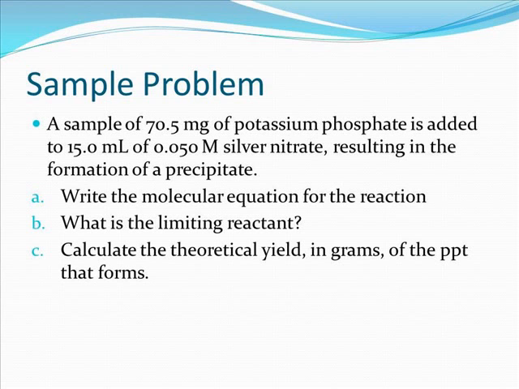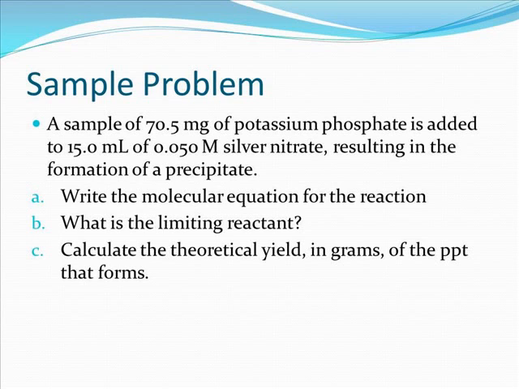So this sample problem is more like what you would see on a test. This involves everything we've done with stoichiometry and the molarity concentration, all this stuff. So if we start with 70.5 milligrams of potassium phosphate, we add it to a certain concentration of silver nitrate. We need to write the molecular equation. We can do that. We know how to write the molecular equation. That means include everything as a molecule.